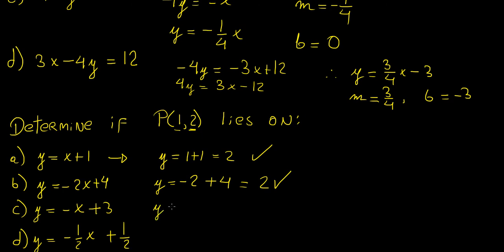For this one we have y equals minus 1 plus 3 equals 2, so it does lie on that one. And the final one here is going to be minus half plus half, and this is actually equal to 0, so it does not lie on this particular one here. We're going to be doing a lot of this in the next video as well, when we're checking whether a point lies on a line, because that's how we can find the equation of the line when we're not given this extra information.